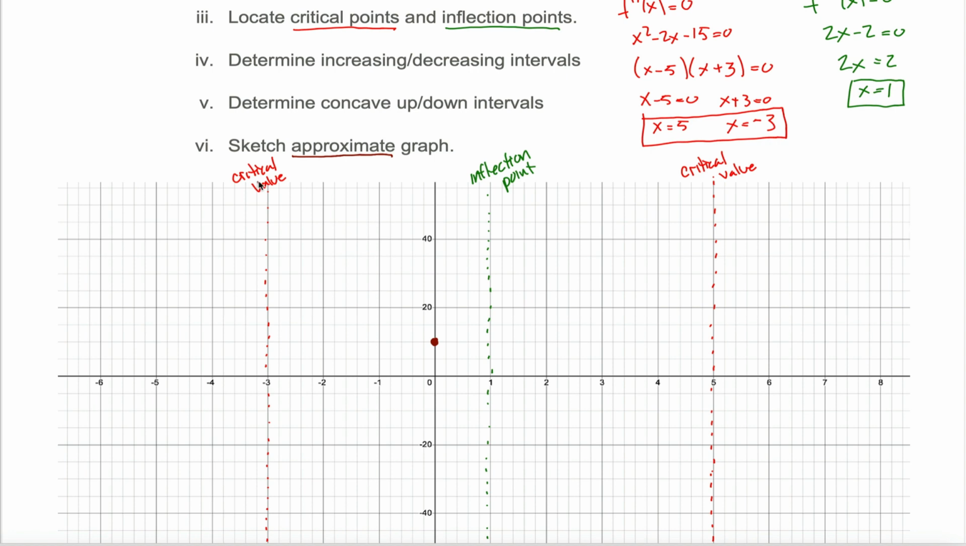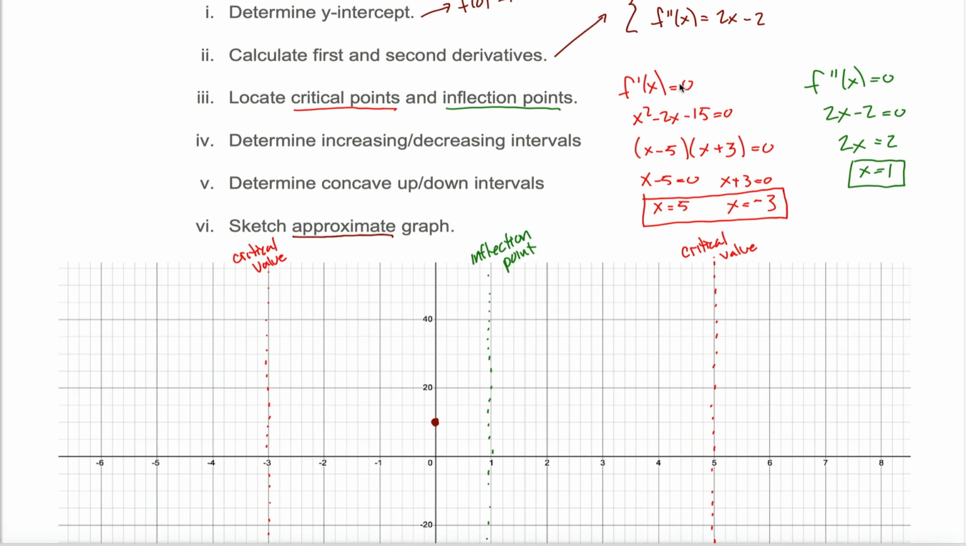The critical values are going to separate the intervals on which the graph is increasing from the intervals on which the graph is decreasing, and the inflection point is going to separate the intervals on which the graph is concave up from the intervals on which the graph is concave down. But the question is, which side of this is concave up and which side is concave down? Am I increasing over here or am I increasing in here? I don't know those just yet.